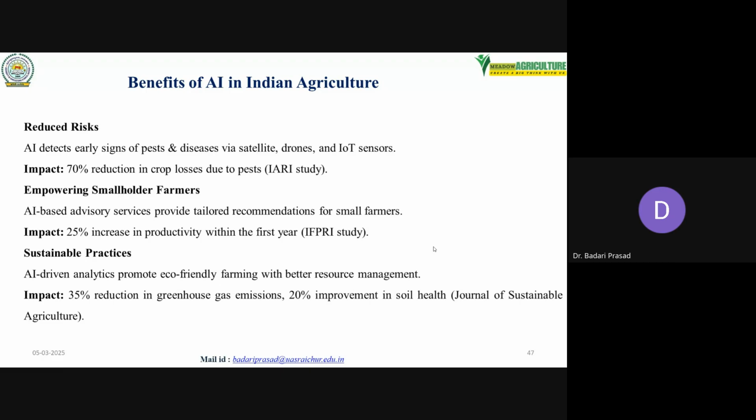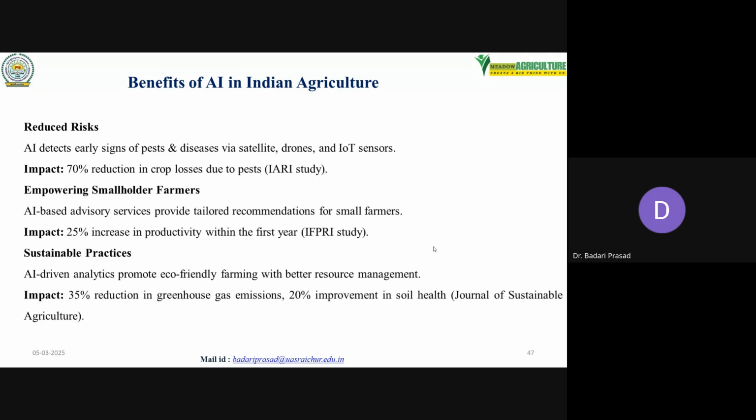Reduced risk. It detects early signs of pest and disease via satellite, drones, and IoT sensors. 70% reduction in crop loss due to pests. Empowering smallholder farmers. AI-based advisory services provide tailored recommendations for small farmers, not only big farmers. Even it is applicable for small farmers, which is a very important factor. Generally, all the recommendations will go for large farmers. Usually the recommendations will be keeping in view a large farmer. But even this technology can be applied for the small farmers also. There's a 25% increase in productivity within first years.